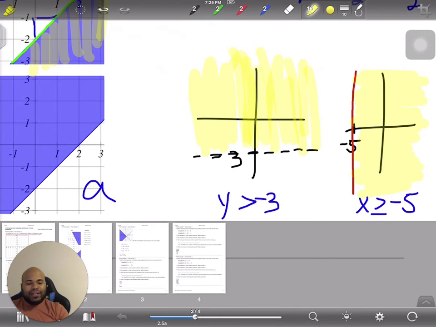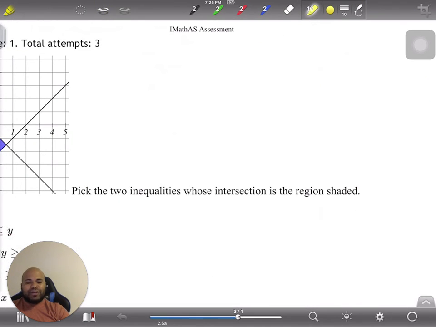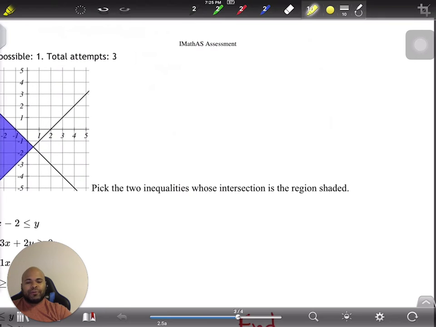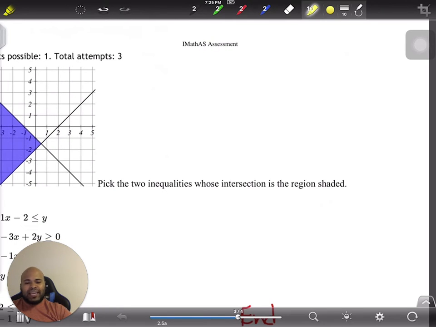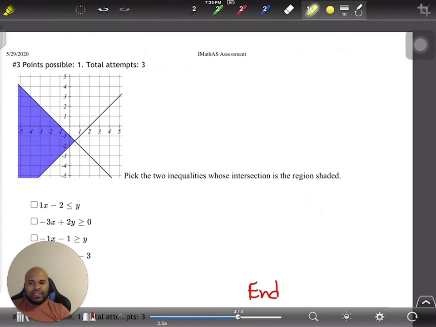Okay. All right, here we go. The last exercise. Are you ready for the last exercise? Here we go. They say, pick two inequalities whose intersection is the shaded region. Let me explain this to you. A system of inequalities, just like a system of equations, is a system that has two or more inequalities. In this problem, we're only going to use two.